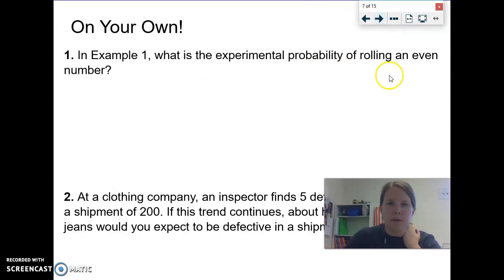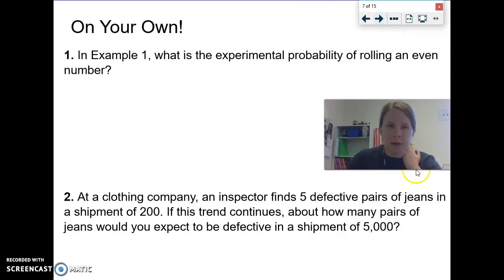Let's keep going. All right, looks like you've got some problems to try here on your own then. So again, we're just talking about your experimental probability. Example 1 is you're going back to example 1 and then telling me what's the experimental probability of rolling an even number. And then 2, you're talking about a clothes company, and it looks like you've got some jeans. They want to know how many defective pairs they're going to expect if they make 5,000. So this is a lot like problem number 2 that we just did. Okay, so take the time, pause the video. When you are done, come on back. We'll talk about the answers.